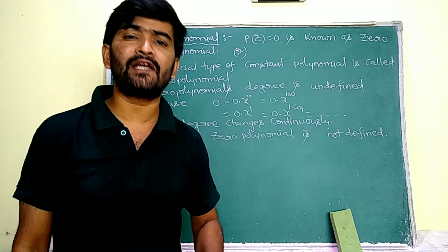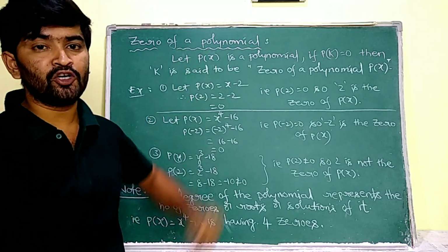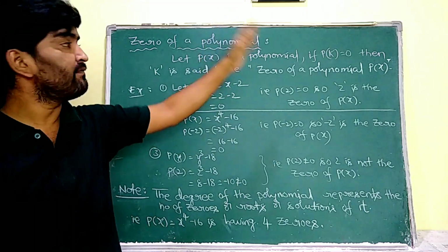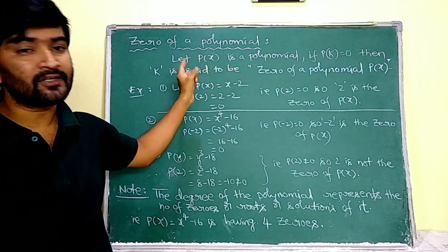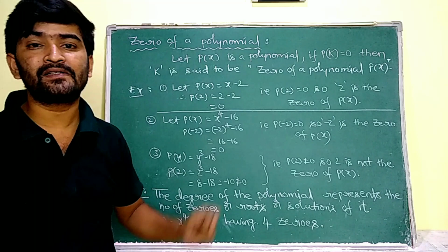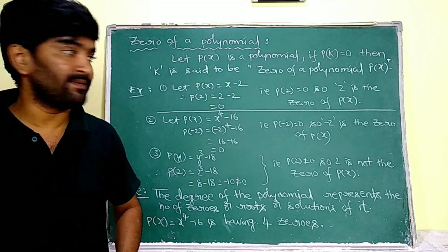It's a very important bit. Now, the 0 of a polynomial. Let p of x be a polynomial, and if p of k is equal to 0, then that k is said to be the 0 of the polynomial p of x. And here that 0 means it is a solution or root of the given polynomial.